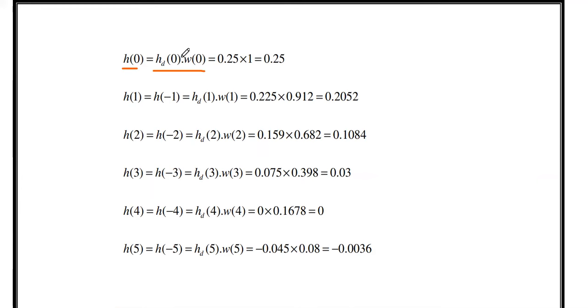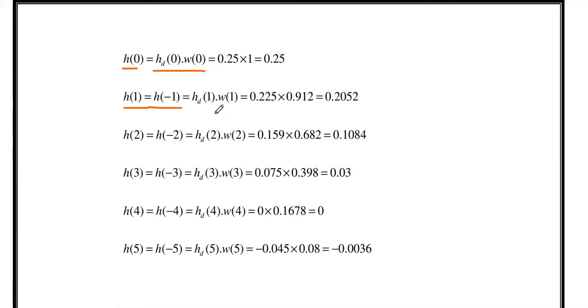Okay, so we already calculated these two sets of values separately. The hd[0] value is 1/4, that is 0.25. The w[0] value is 1, where w is nothing but the Hamming window. So if we multiply, we get the answer 0.25. Similarly, h[1]. h[1] and h[-1] are both equal.